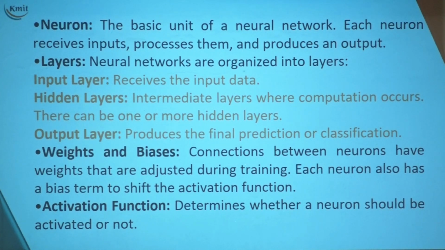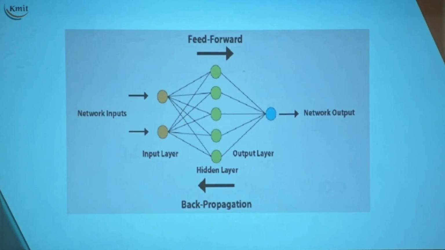So what is the role of activation functions? Activation functions determine whether a neuron is activated or not, whether the neuron contains information, whether it is activated or not. Are you all clear with this? Yes or no? So when we talk about deep learning or neural networks, we also have to understand these terms. What are neurons? What are layers? What are weights? What is a bias? And what are the activation functions? Are you all clear with this?